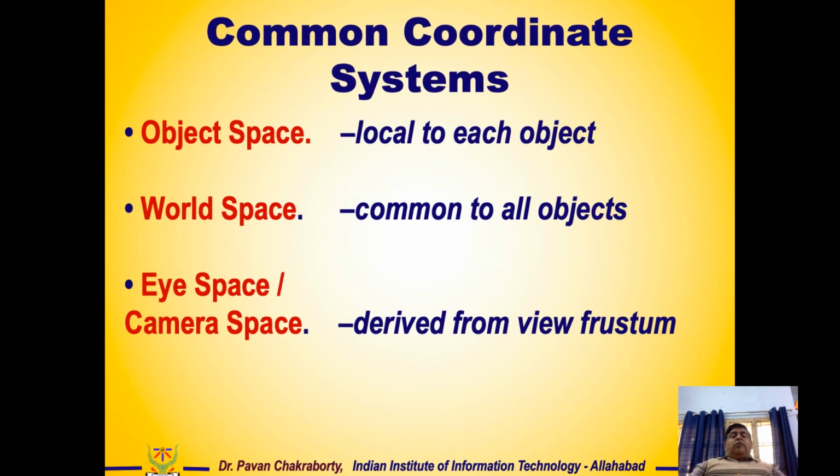Now we talked about the local object frame and the world frame, which is common to all objects. Now I come to the eye space or the camera space. The eye space or camera space will depend on how I'm looking at it. Am I looking at it from the bottom? From the top? From the left side or right side? So basically I should be able to locate where my camera is, or from where I am looking at the object.